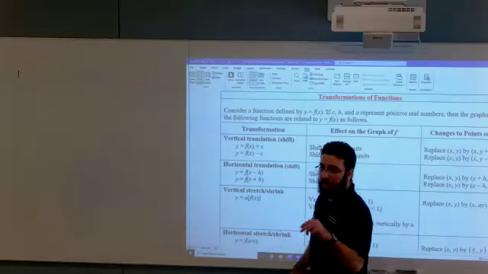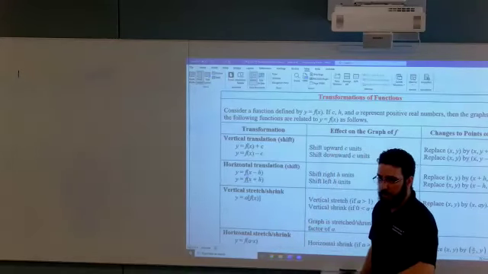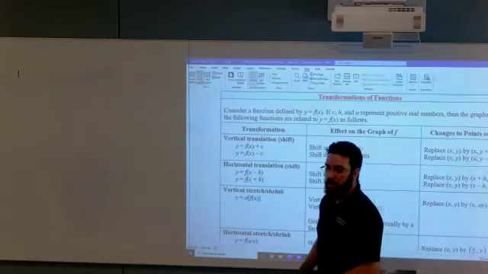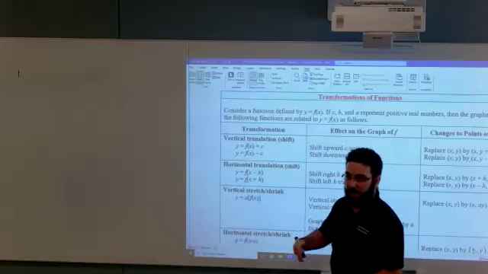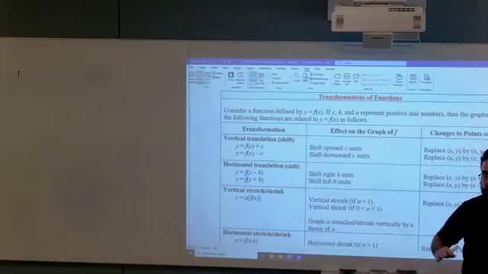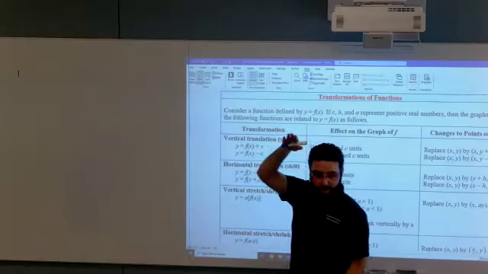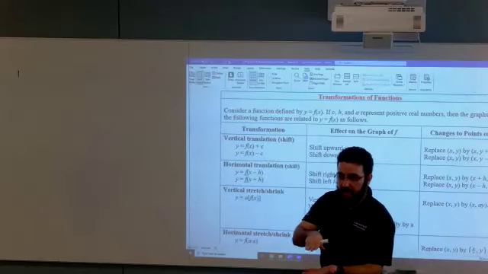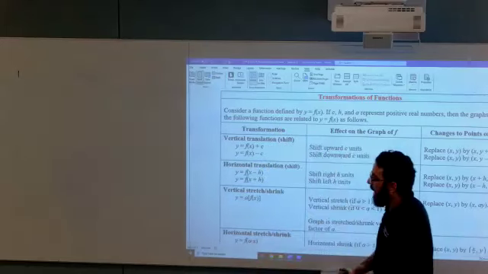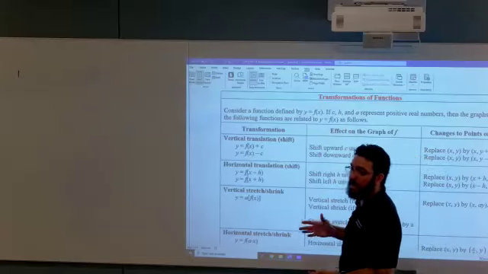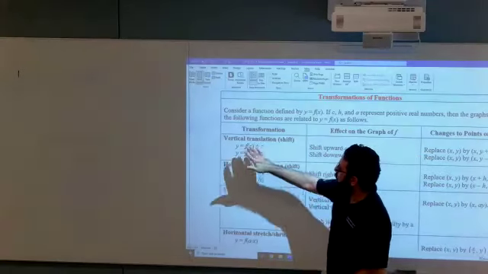Transformation here. Remember that we have 9 basic functions. Now for each function, we're going to do a transformation and get a new function. We're going to shift it up, left, right, down, stretch it, shrink it. But how are we going to know that? So this is like a rule. Check the first one.